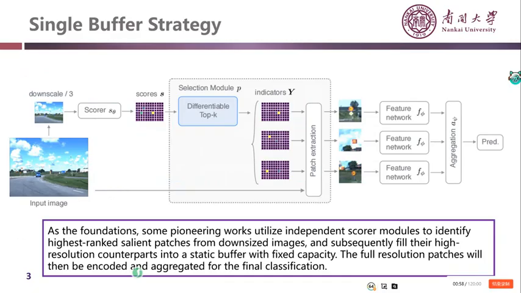As the foundations, some important works utilize independent score models to identify the most salient patches from downsized images and then fill their high-resolution counterparts into a static buffer with fixed capacity. The full resolution patches will then be encoded and aggregated for the final classification.